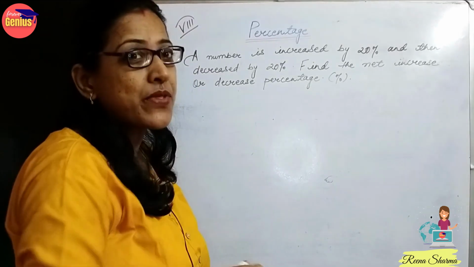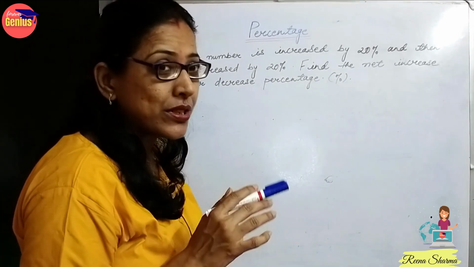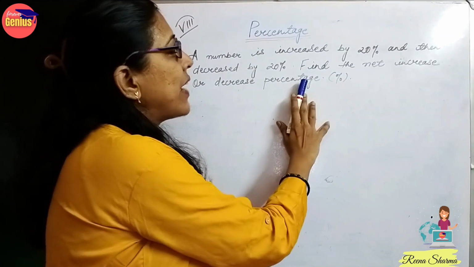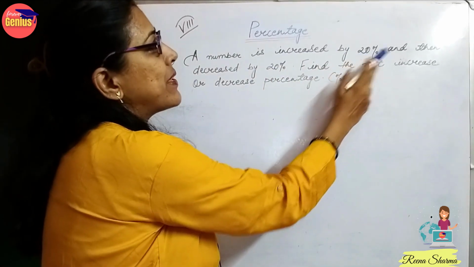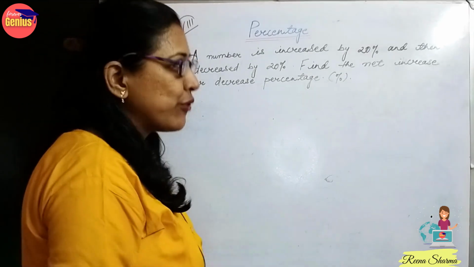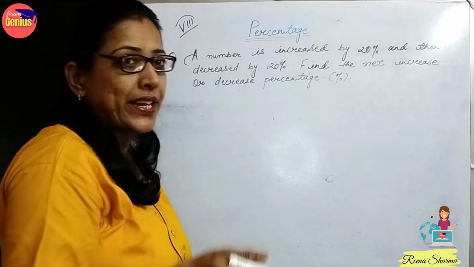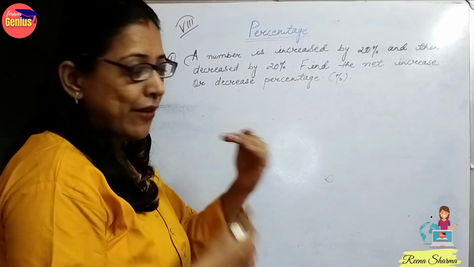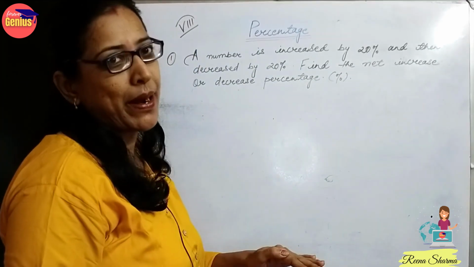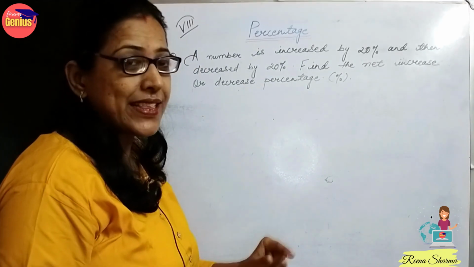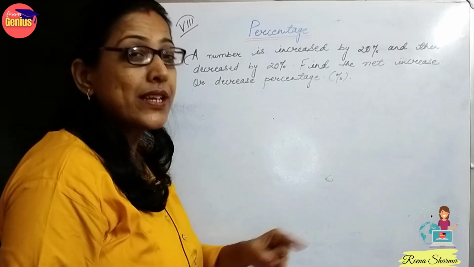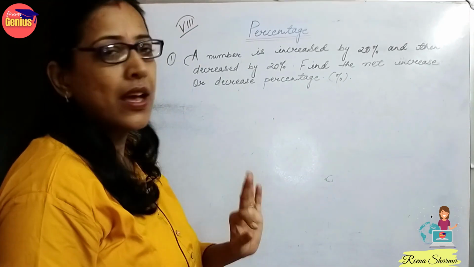When we do these types of sums, it will help in profit and loss also. So, a number is increased by 20% and then decreased by 20%. Find the net increase or decrease percent. How do we find out whether it is a net increase or decrease? Net means finally: after first increasing the number by 20% and then decreasing it by 20%, we have to see whether there is an increase or decrease in the number, and what the percentage of that increase or decrease is.